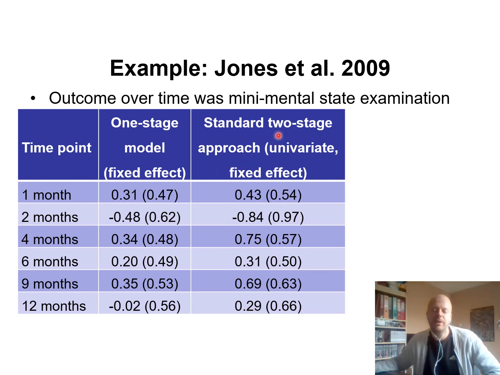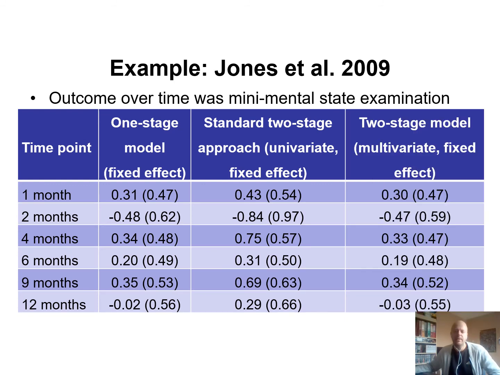Well, this is because you're making different assumptions. The first 1-stage model is allowing for all the time points together and is handling the missing outcome data in a hierarchical model. This approach is not doing that. But if we were to extend to a multivariate meta-analysis, then we get this. We get the 2-stage results, which are basically the same as the 1-stage results, almost identical again. So again, if we make the same assumptions, we get the same results from a 1-stage and a 2-stage, unless the data are sparse.